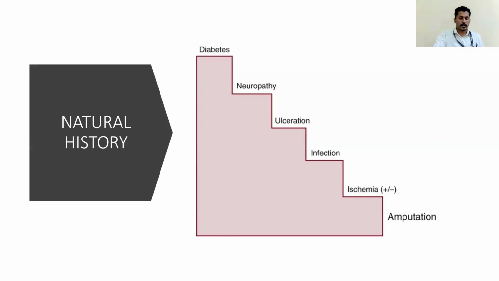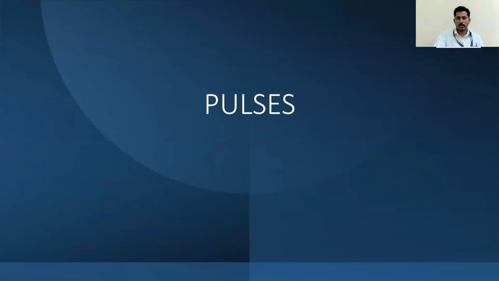Coming to the natural history, as we discussed in a nutshell, diabetic patients will have neuropathy. Secondary to that, there will be deformities. It will cause ulceration and underlying infection. If there is macrovascular or microvascular disturbance, then patients will have ischemia. If we can't treat appropriately, then patients will end up in limb loss.